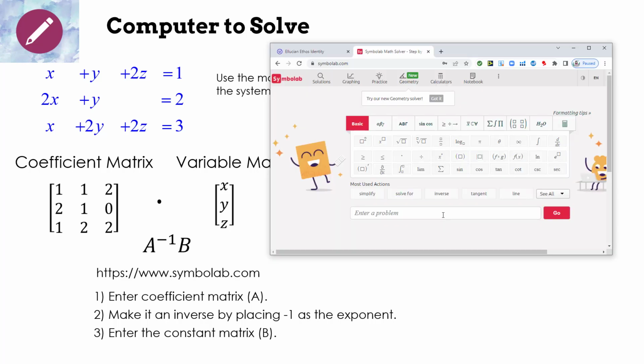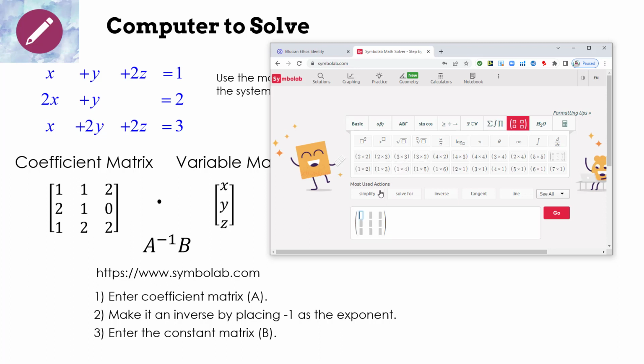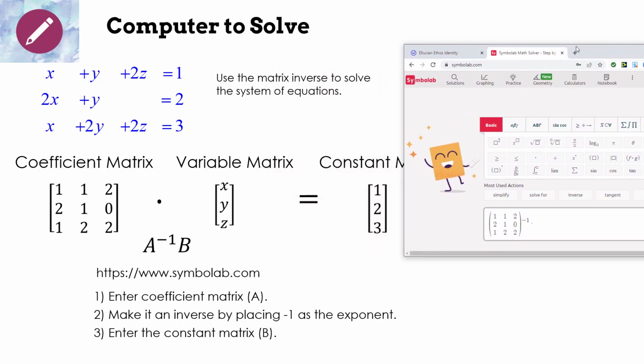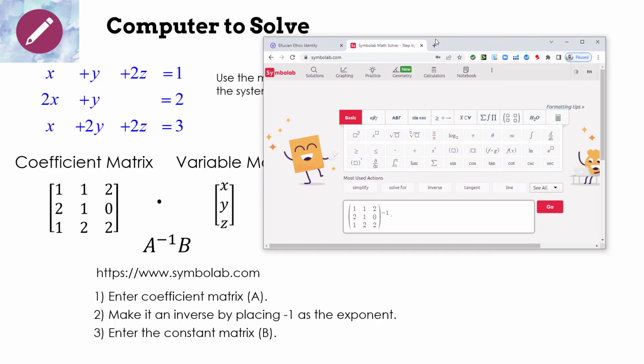All right, we're going to put in our matrix A, and that is a 3 by 3. So let's do that. Over arrow. Now we need it to the -1 because we want the inverse of our A matrix. I'm going to move this over just a little bit because our constant matrix is 1, 2, 3. All right. Now that we have A inverse and our constant matrix, let's go.